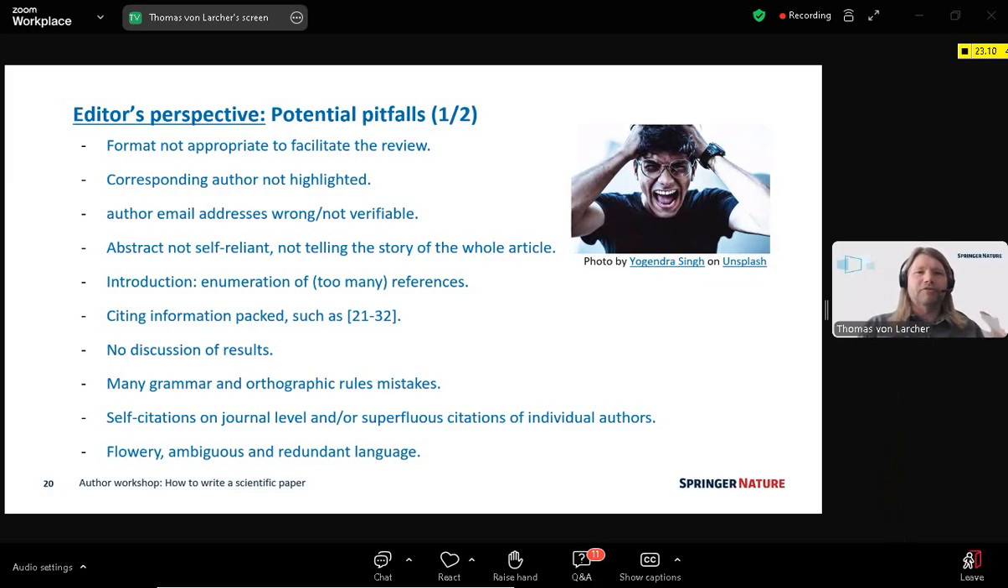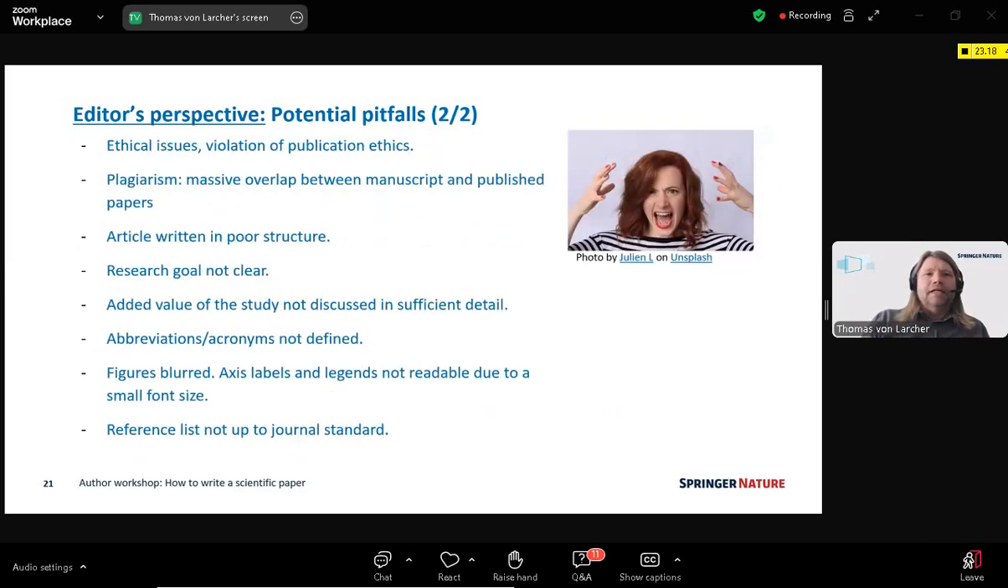Grammar and orthographic rules mistakes, self-citations is also a problem, right? And also, yeah, ethics, ethical issues, plagiarism. Please do not take or simply copy and paste text from other sources, right? This would lead to a desk reject. I promise you. I assure you.